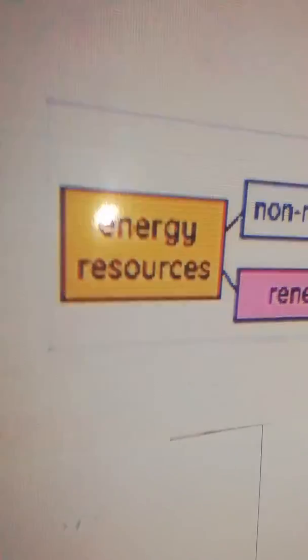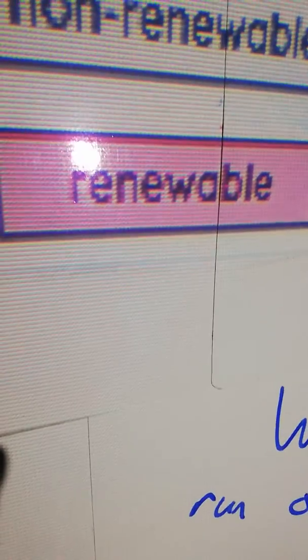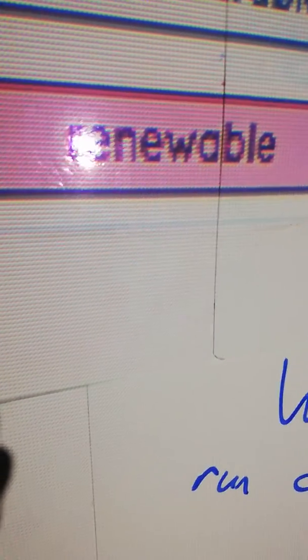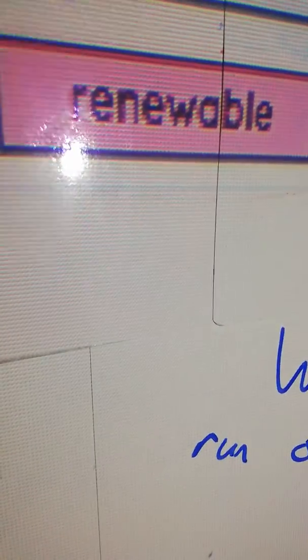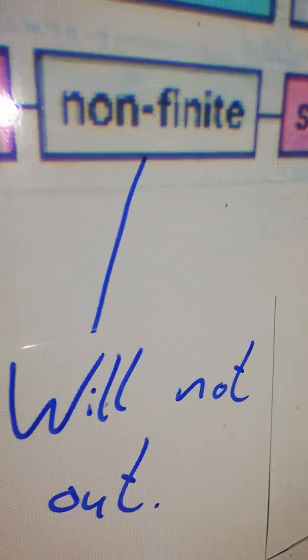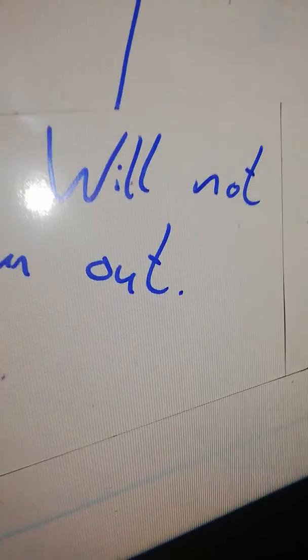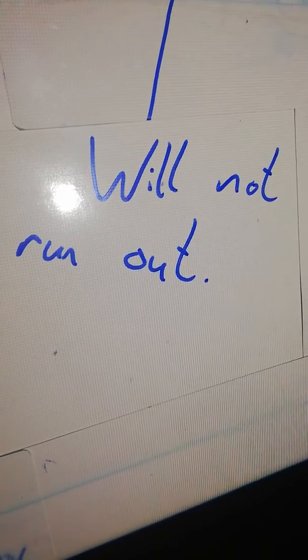So folks, our second type of energy resource is the pink box here, a renewable resource, okay? If something's renewable, it means it can be used over and over again, okay? And renewable energy is seen as a clean, environmentally friendly type of energy, okay? So renewable energy is generally non-finite, okay? This term non-finite means it will not run out, okay?